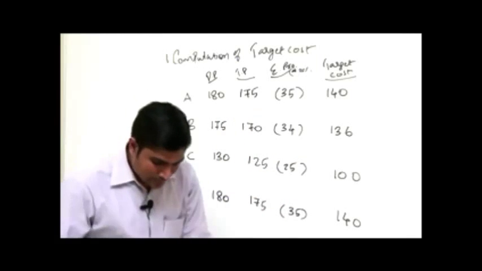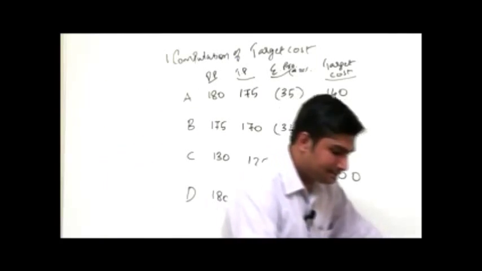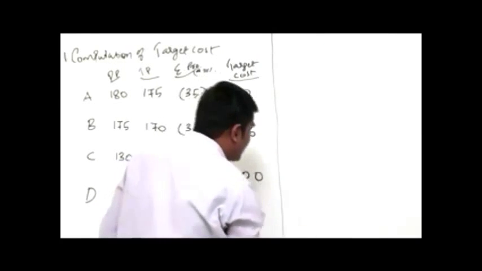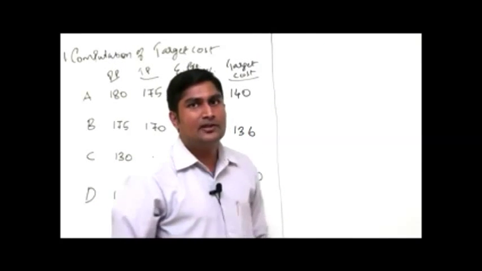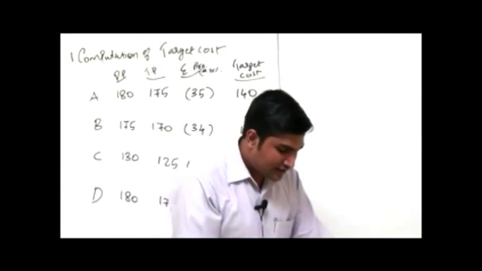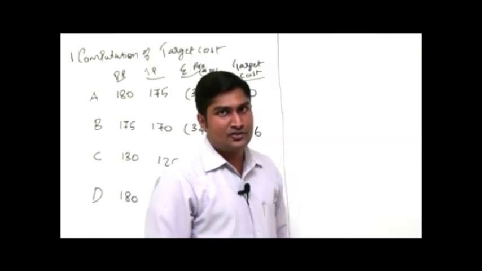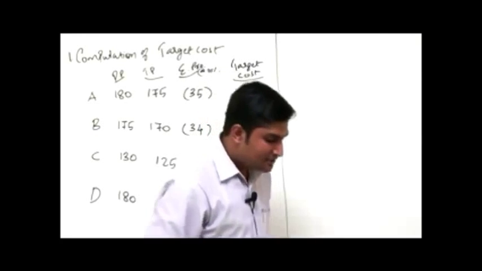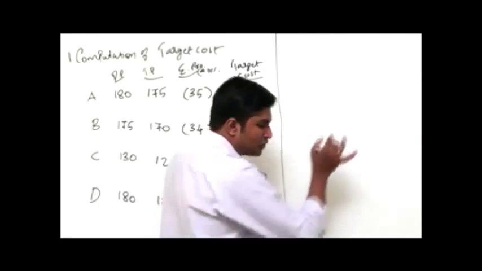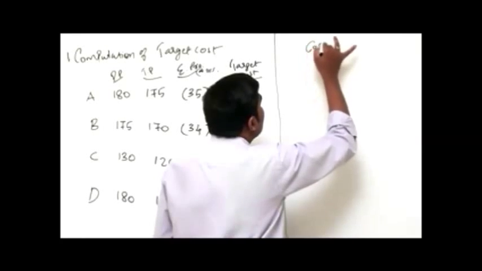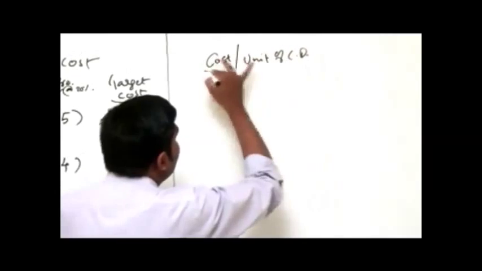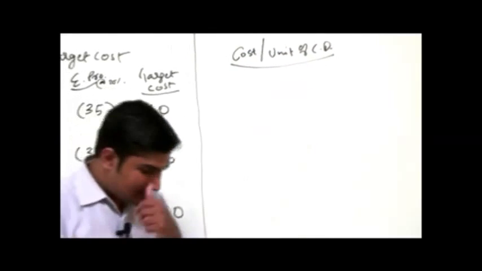So step number 2, computation of actual cost per unit. As we mentioned earlier, the company uses an activity based costing system. We have to find out the cost per unit of cost driver. So in the calculation of cost per unit as per ABC, sub-step number 1 is the computation of cost per unit of cost driver.